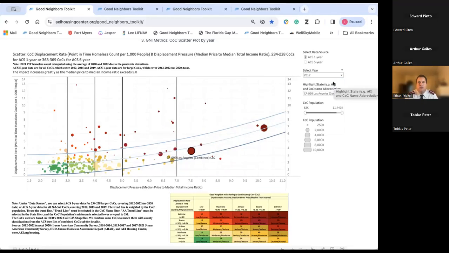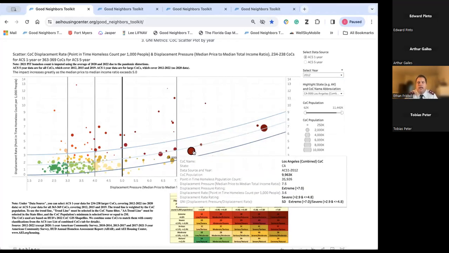So if you look in 2012 to watch Los Angeles, you'll see that Los Angeles had a housing pressure of 7.5. And again, I can hover and I can get the details. It had a housing pressure of 7.5, meaning it took 7.5 years of the median income to buy the median home. Then at that time, the displacement rate per 1,000 is 3.6. So 3.6 people per 1,000 people experienced displacement and or homelessness in their community. Both of those were rated as severe and then extreme.